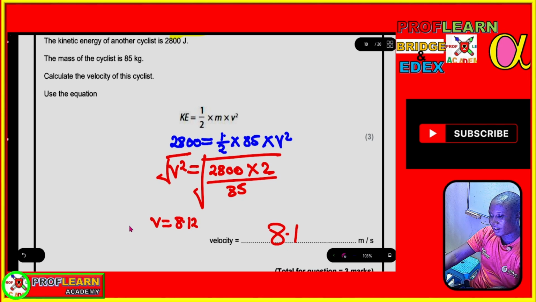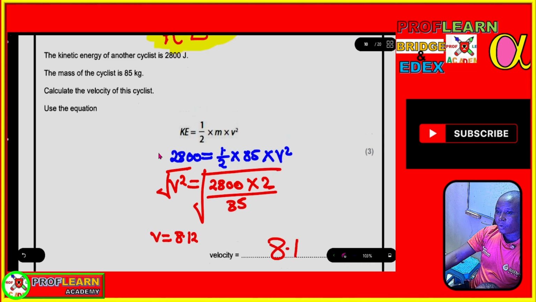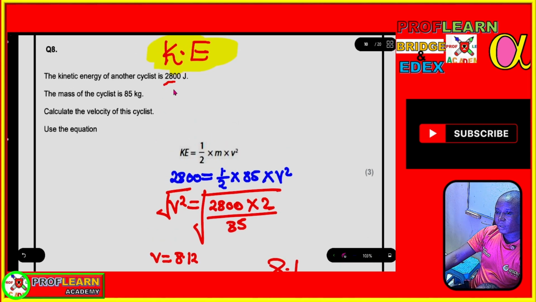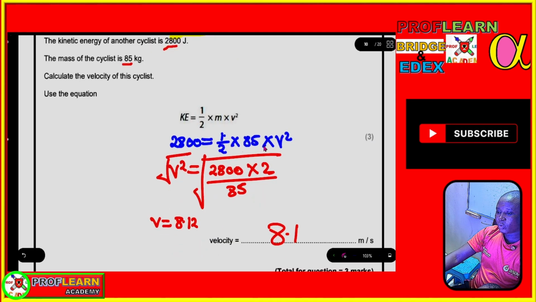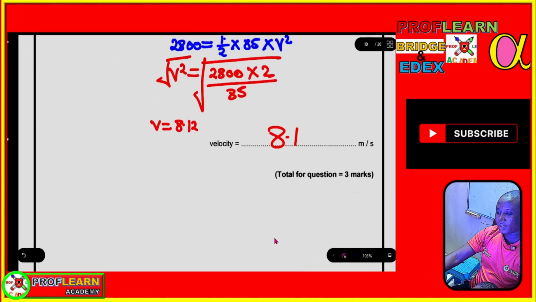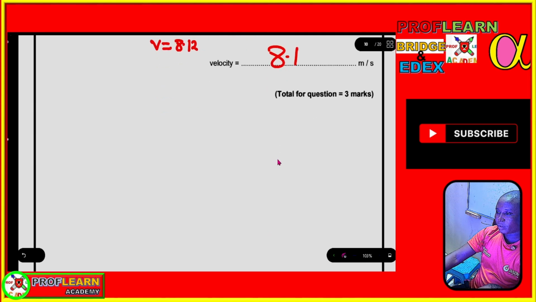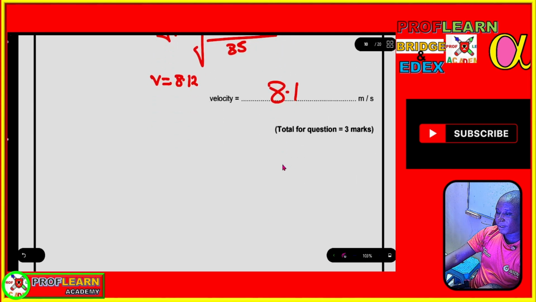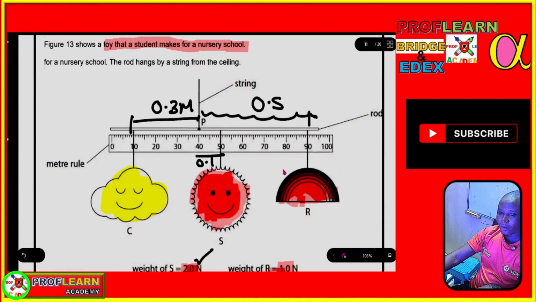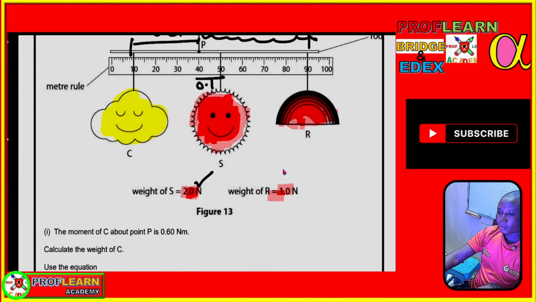Now in this case here, we are supposed to work out the mass. We are given the kinetic energy as 2,800 joules. The mass is 85. Then we are supposed to work out the speed. Of course, you are going to substitute everything that you have, and since v is squared, we have to find the square root of that, and that translates to 8.1 meters per second.